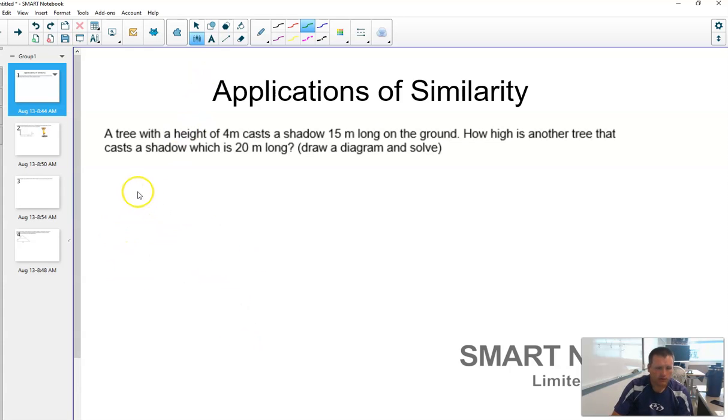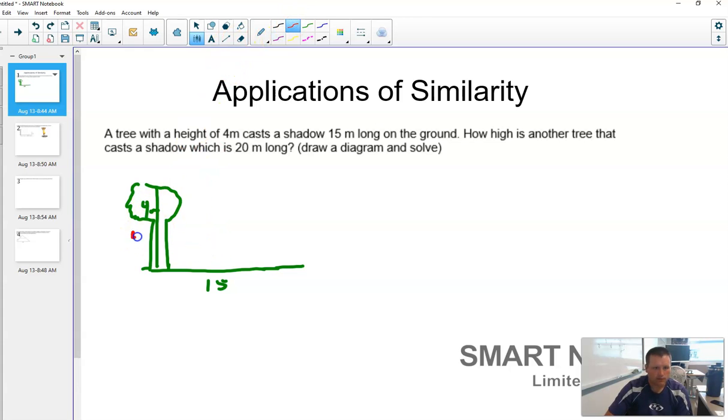So if I was to draw this, I'm not a very good drawer, but that doesn't matter. So here's my tree. It's casting a shadow out here, 15 meters, and again we know that from the top all the way down is 4 meters. So maybe not very proportional here. So this is 4, and that is 15. Here, I'll put this in different colors. So we'll go 4 and 15 here.